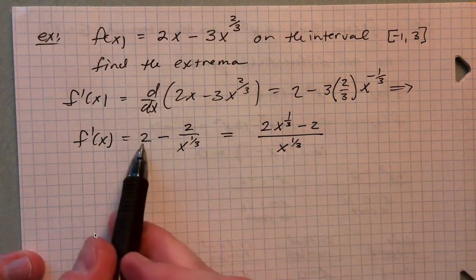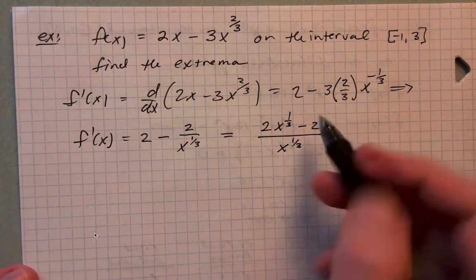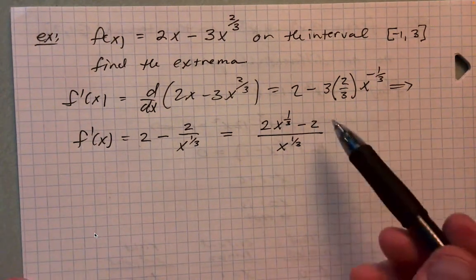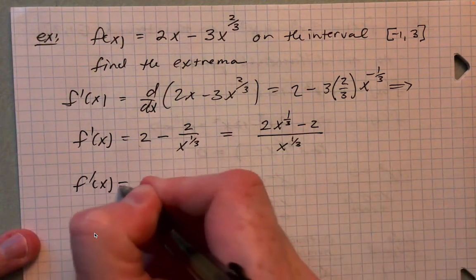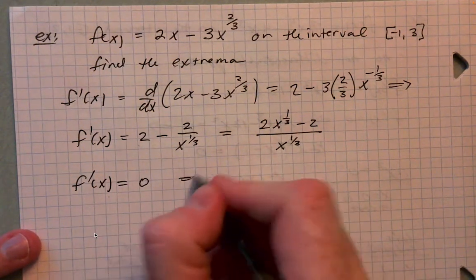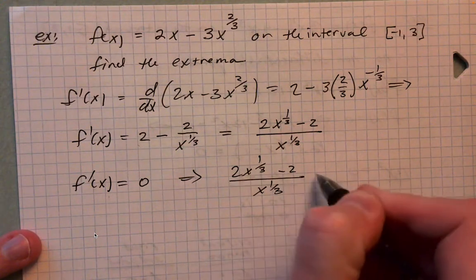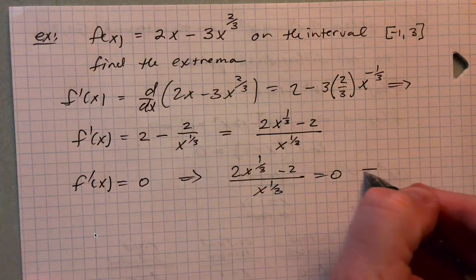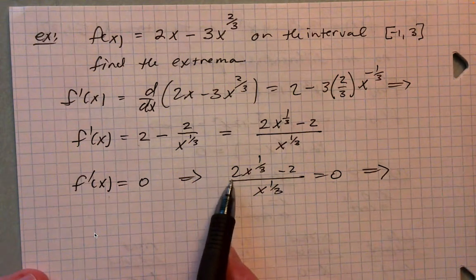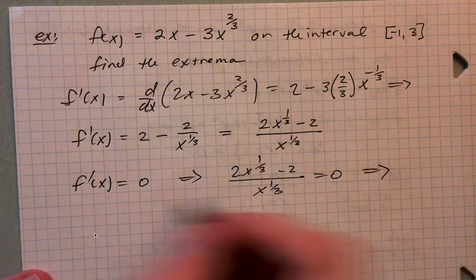Now what did I do there? I just multiplied top and bottom over here by x to the 1/3 to get a common denominator. This is better, and the reason this is better is because we're going to set this equal to 0 and solve for x, right? So f prime of x equals 0. So that means this guy here, 2x to the 1/3 power minus 2 over x to the 1/3 power equals 0. Can we solve this for x? Yes, we can, right? So multiply both sides by x to the 1/3, divide both sides by 2. Actually, hold on. Let's do it in 2 steps.